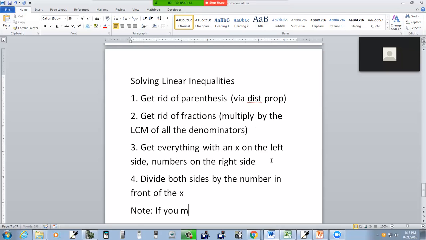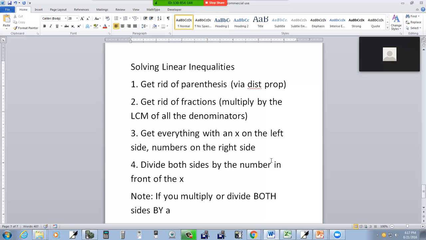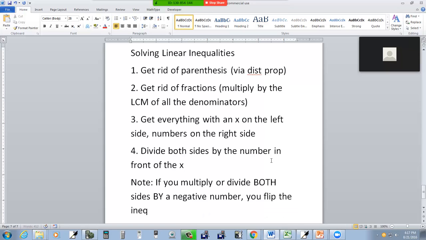Note, if you multiply or divide both sides by a negative number, you flip the inequality symbol.